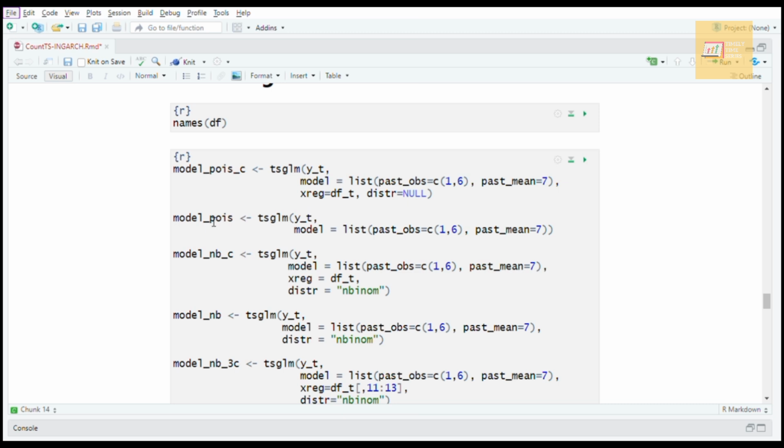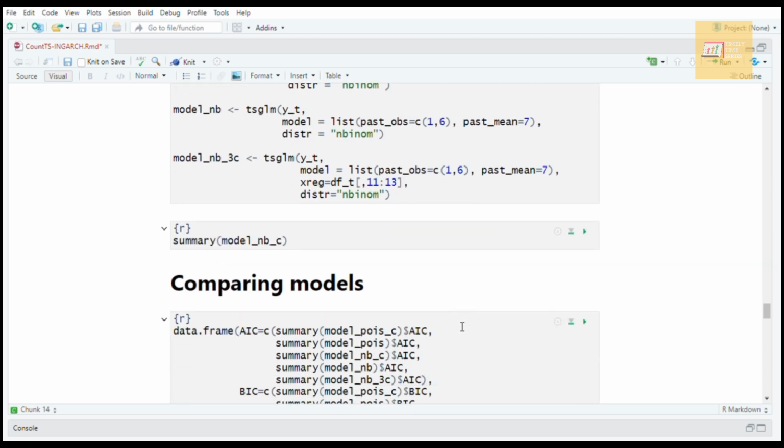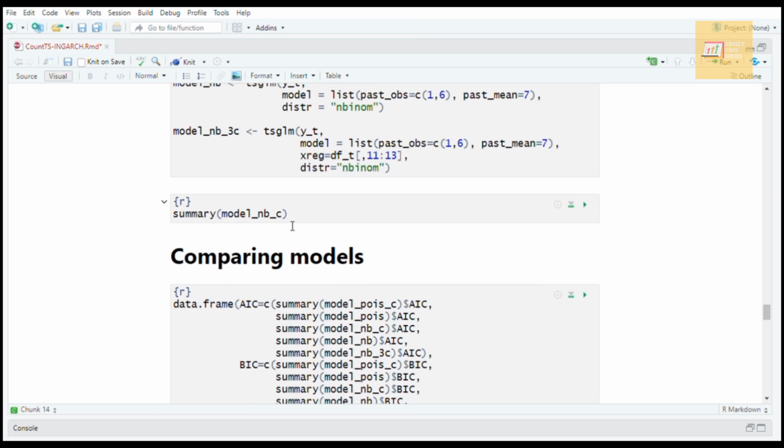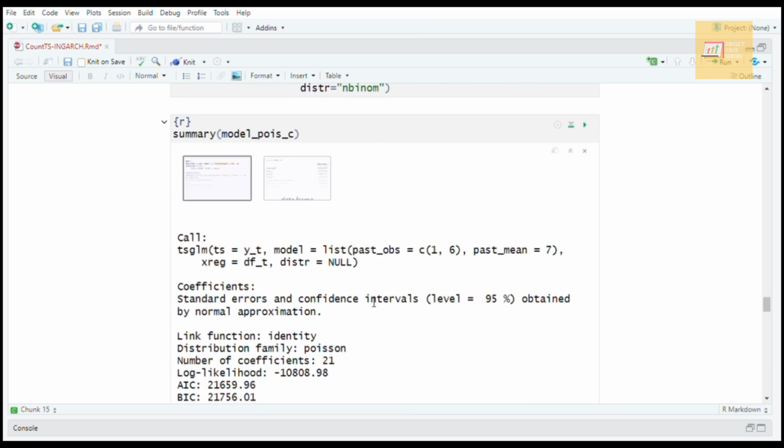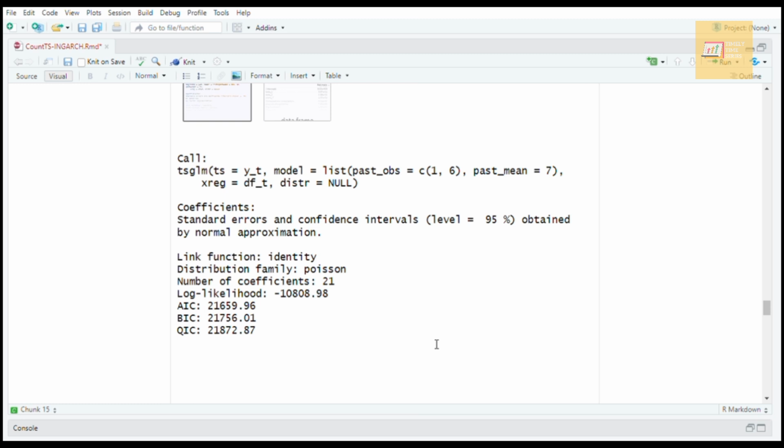By the way, let's look at model Poisson C. We can see the result of the model more neatly by using the summary function. Okay, so here is the general information. The AIC and BIC, well, QIC too, are around 21,000. We will see later that we have some models that perform much better than this.